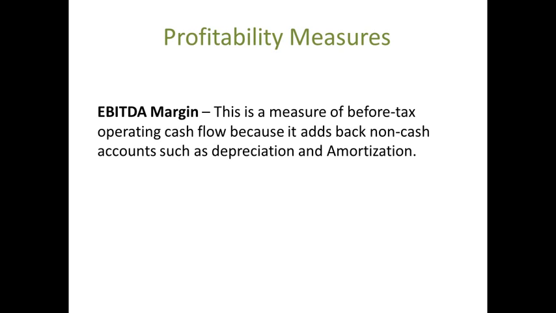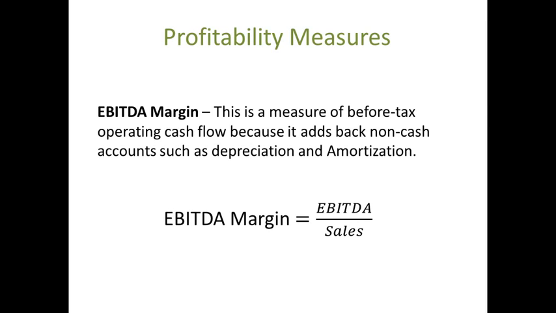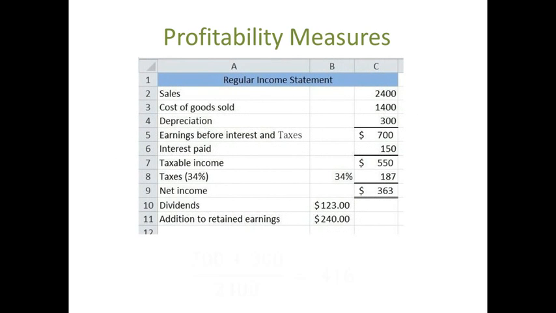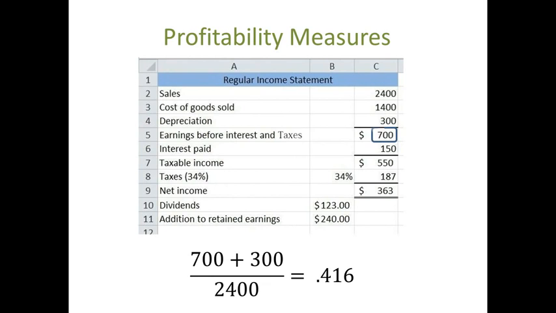The earnings before interest, tax, depreciation, and amortization margin is calculated as earnings before interest, tax, depreciation, and amortization divided by sales. In our example, we have $1 million in earnings before interest, tax, depreciation, and amortization, and $2.4 million in total sales. This gives us an earnings before interest, tax, depreciation, and amortization margin of 0.4166.